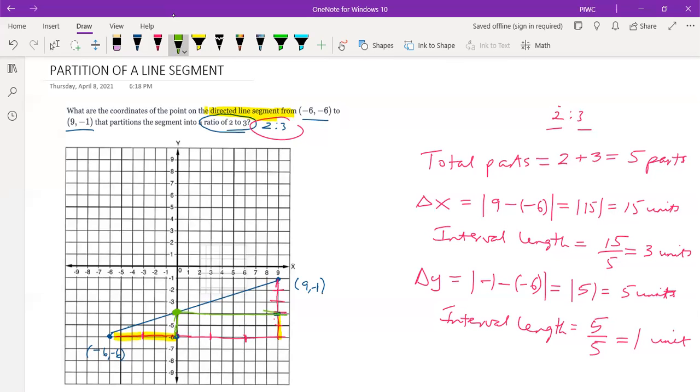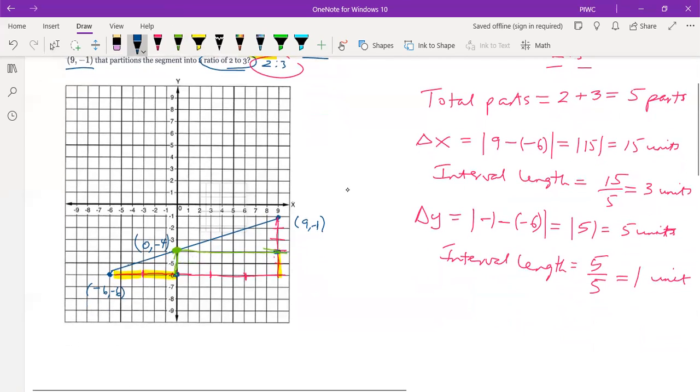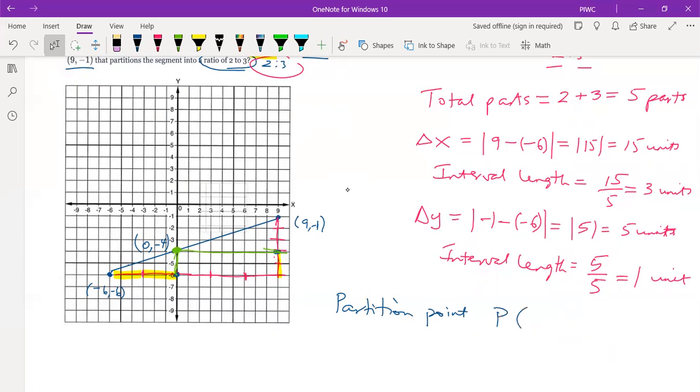So this point here is, sorry, 0 and -4. So that will be the point. X is 0, and Y is -4. So that's the point that we have here, right there. So that's the partition point. So your answer to the partition point, let's call that P, will be 0, -4.